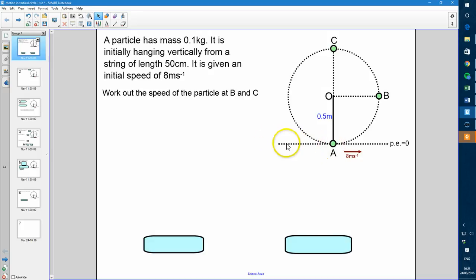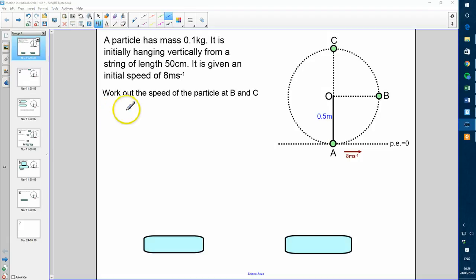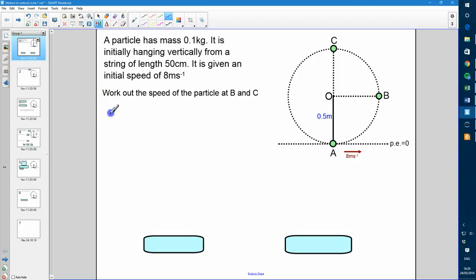So we're going to take our reference for potential energy equal to 0 at the bottom, which is sensible. So the only other energy that's going to be working here is going to be our kinetic energy, and we can work that out by working out half mv squared. So at A, my total energy is going to be equal to just the kinetic energy, which is half mv squared.